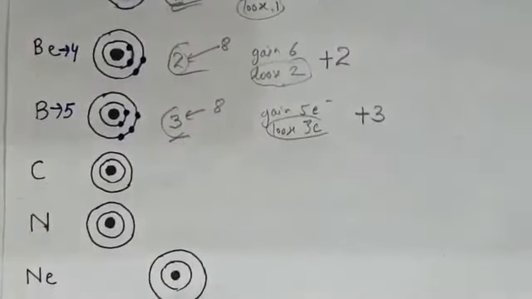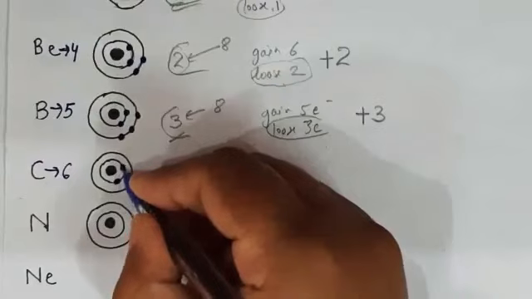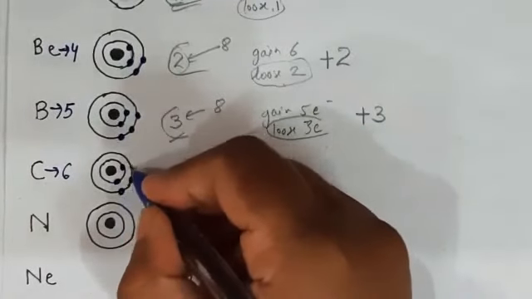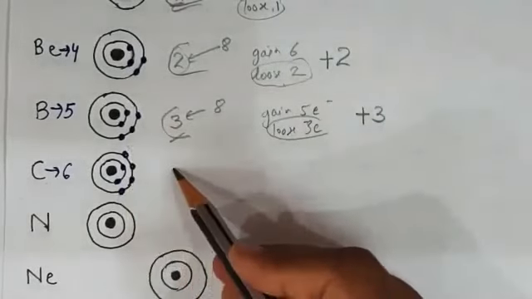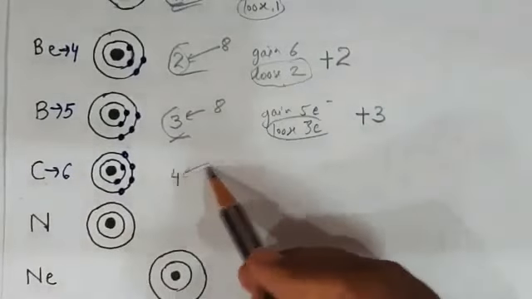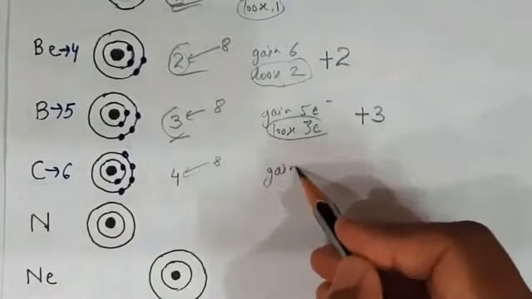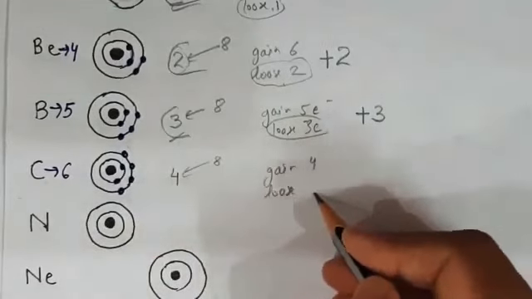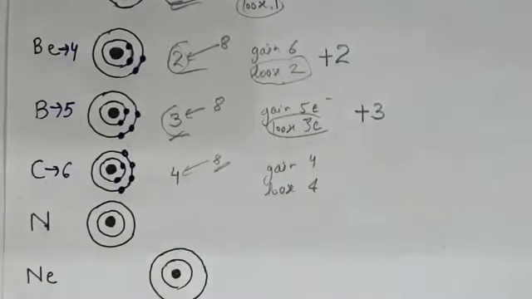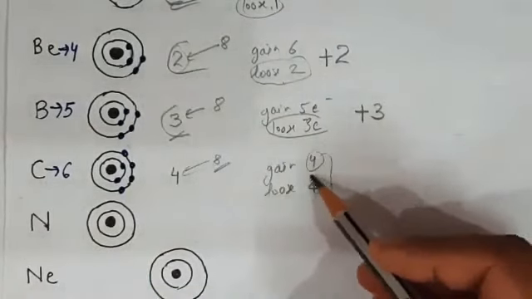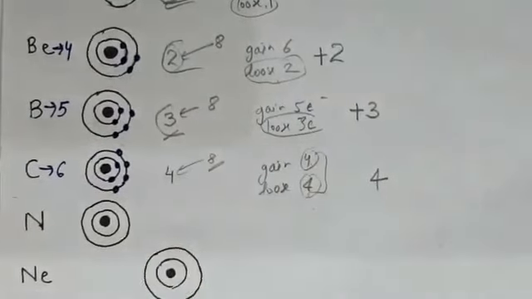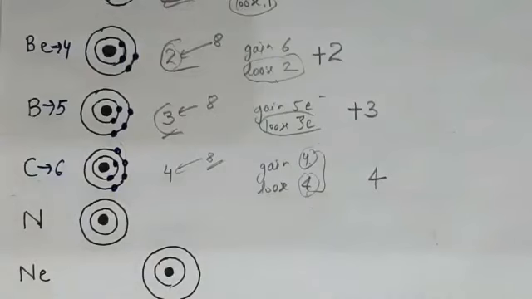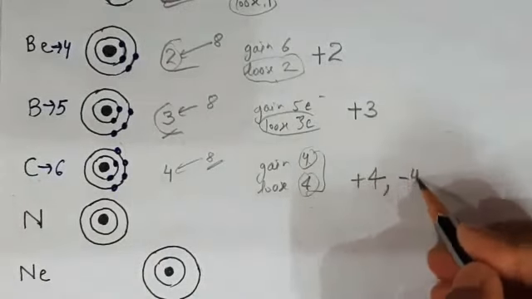Next is carbon. Atomic number 6. Start filling the electrons. 2 electrons in the first shell, 4 electrons in the second shell. Okay. Now in the second shell, how many electrons are there? 4. We need to make this 8. So what can be done? Either it will gain 4 electrons, or it will lose 4 electrons to achieve this octet configuration. Now see, they both are same. The number of electrons to gain and lose, they both are 4. So valency is 4. Now what about the charge? It can gain, it can lose. So the charge can be both plus 4 and minus 4.